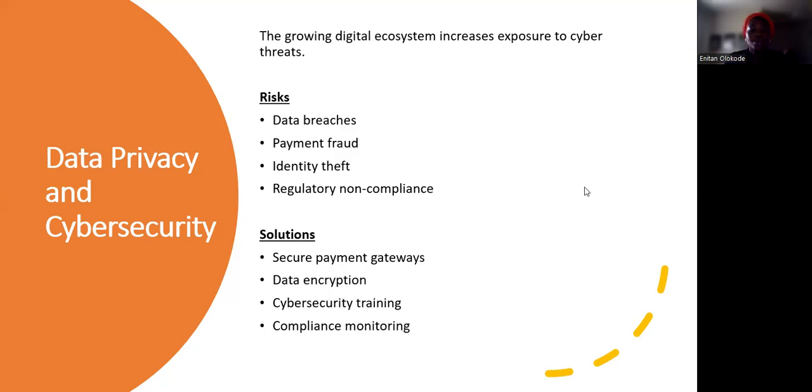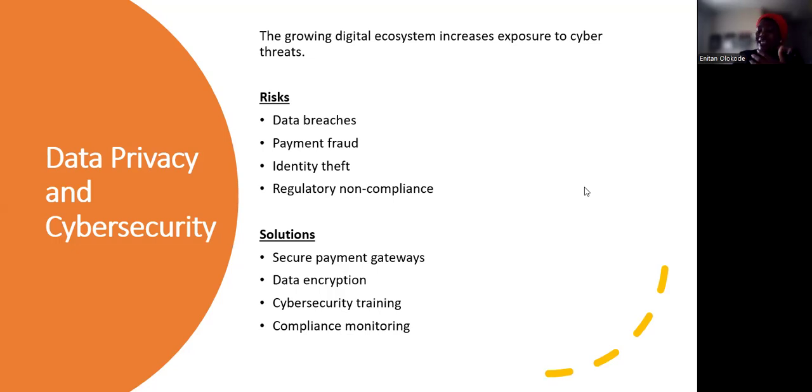And now to our data privacy and cyber security. This is a major challenge, a common risk we experience. It has become a major concern. Our data continues to be exposed to so much cyber threat all the time. So what are the common risks here? We have payment fraud, so many payment fraud. We have data breaches, we have identity theft, we have regulatory violations.